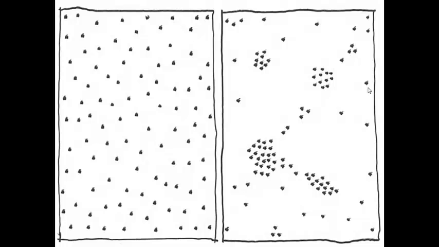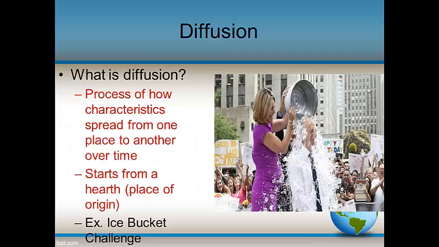Keep in mind this dot theory, okay? We'll keep it going. So what is diffusion? Diffusion is the process of how characteristics spread from one place to another. These ideas usually start within something called a hearth or an origin. Think of the ice bucket challenge. It started in the hearth, let's say the ALS community, and spread out from there. Think about the Islamic religion, where it started in Mecca and spread from there. That's a hearth. And the process by which the ideas flow from it is diffusion.